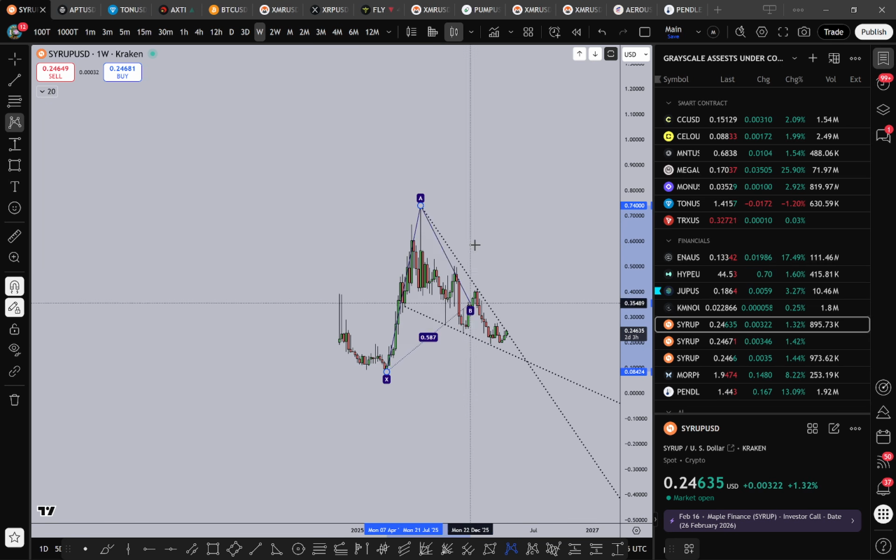It's a bit too deep. Hang on. No, what I was looking at was a shark. It was this, to this, to this, to this, right? So the 1.618 has pretty much been hit, which is the minimum for a shark.